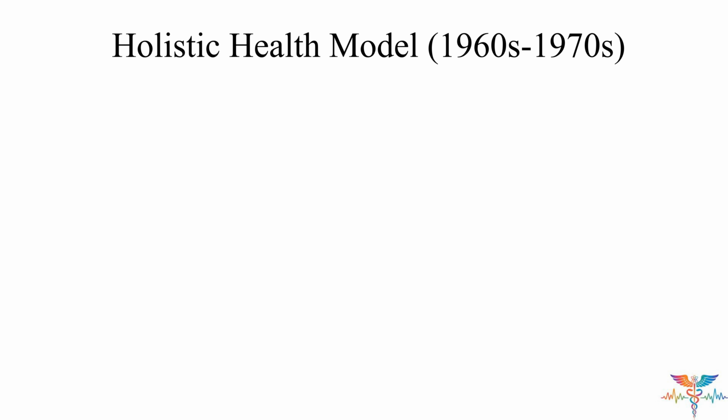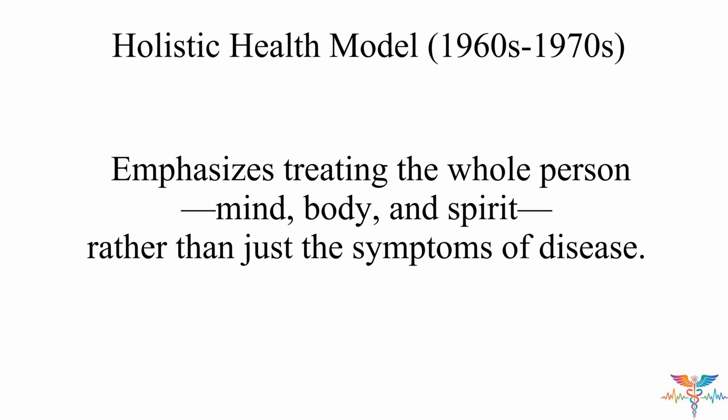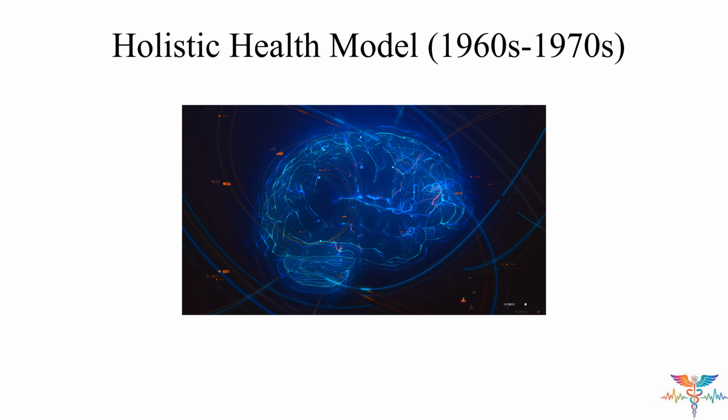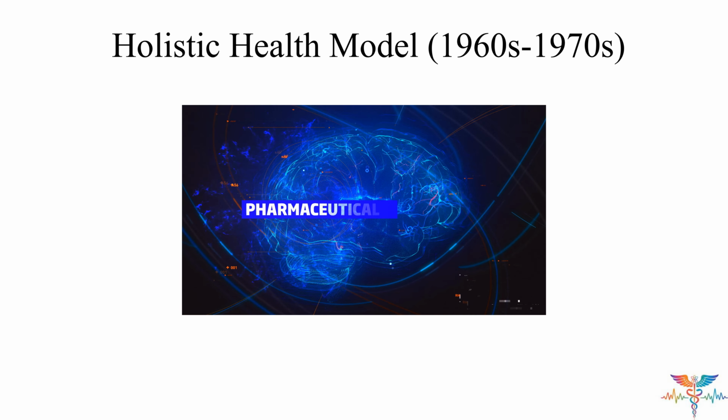Holistic health model of the 60s and 70s. This emphasized treating the whole person, mind, body, and spirit, rather than just the symptoms of disease. This is another great step forward and another piece to the puzzle. Unfortunately, the medical system translated the mind as the brain, and that it must be deficient in pharmaceuticals.